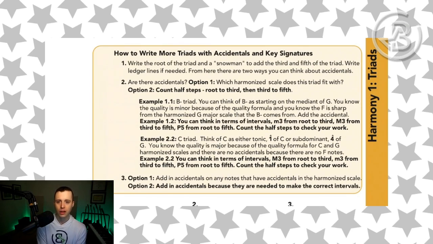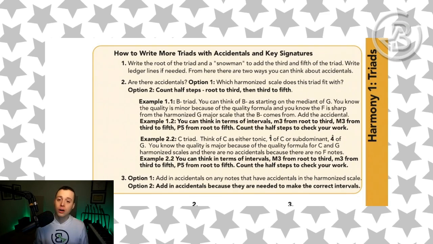Now the reason we know it's major is because, if we're thinking about the scale of C, major is our first chord quality. And if we're going to 4 for G major, we can go major, minor, minor, major. So we know scale degree 4 for G, or scale degree 1 for C, is going to be major. So we know C is going to be major. So then you can go ahead and write the triad without adding any accidentals, because you know there's no F notes in this triad, and you know the only note you're going to need to write an accidental on is F.